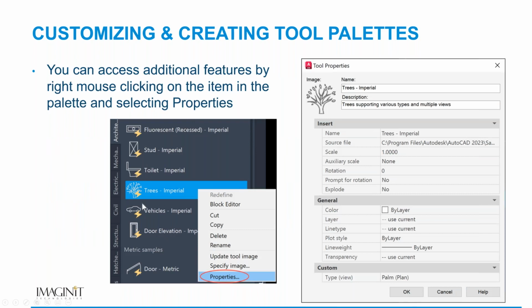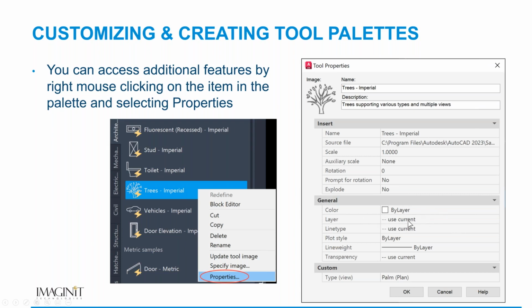Once you have the items in here, you can access additional features by right mouse clicking on the items in the tool palette and selecting properties. You can change your name, your description, and where the source file is. You've got scale, so it's going to insert at a scale of 1. Auxiliary scale, if you are old school and use dim scale or LT scale or some of the other scales, you can use the auxiliary scale to scale this information correctly. You can automatically add a rotation value here, or turn on the prompt for a rotation. If you want to explode the block on insert, you can change that box here.